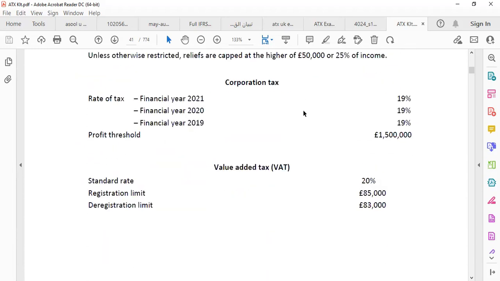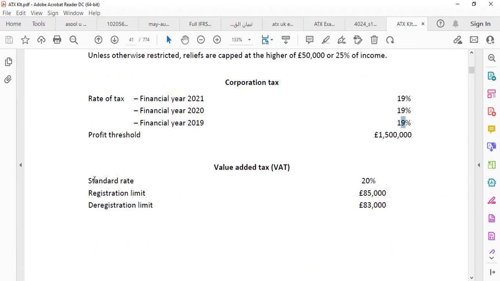Similarly, the corporation tax rate. You can see here in Finance Act 2021, the tax rate is 19%. In the UK, the company has to pay tax on its profit at the rate of 19%, and in the previous 3 years, the rate has not changed. The rate is consistent in the UK. Whether it's a small company or a large company, the tax rate is the same, but the timing of the payment is different for a large company and for a small company.